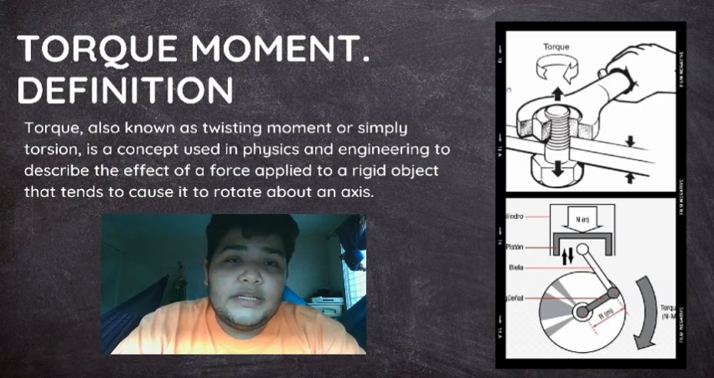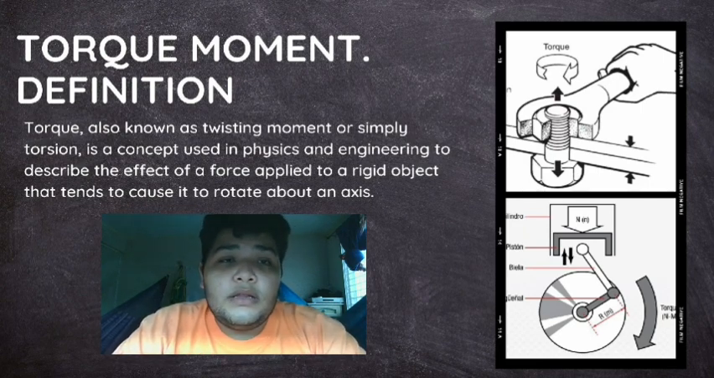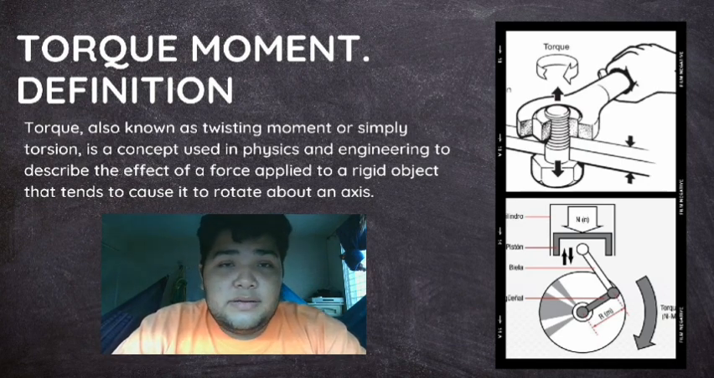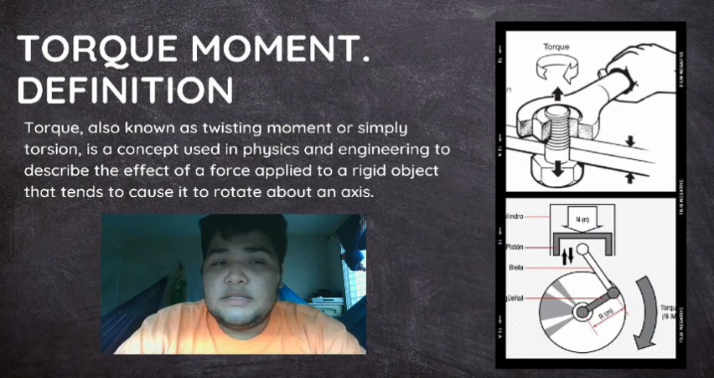Mathematically, the torque can be expressed as tau equals r multiplied by f, where tau represents the torque, r is the distance vector from the axis of rotation to the force application point, and f is the applied force vector.